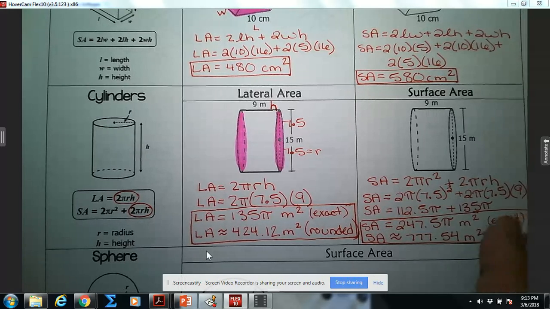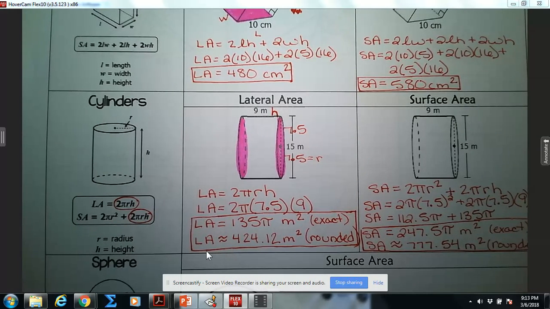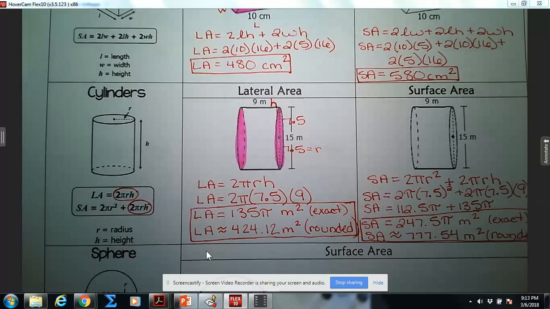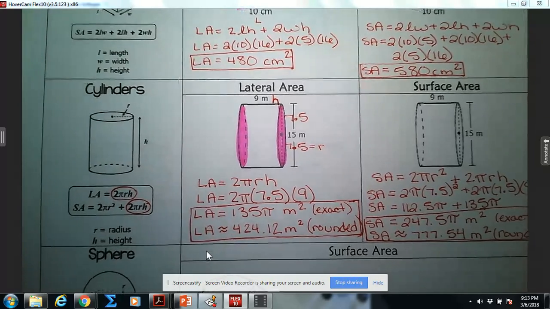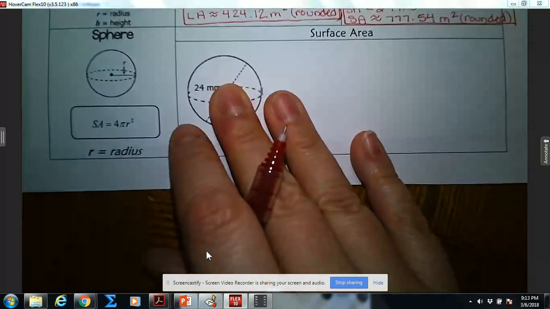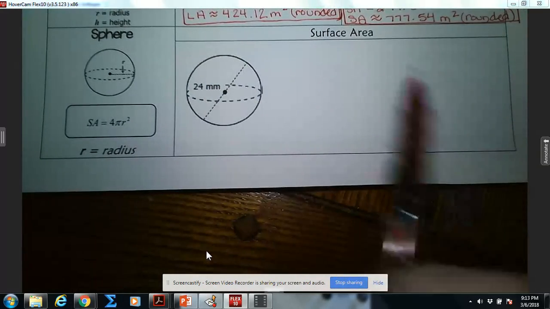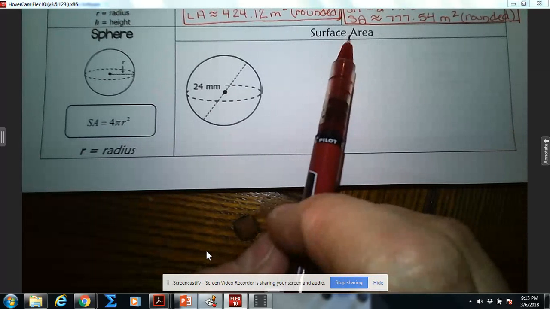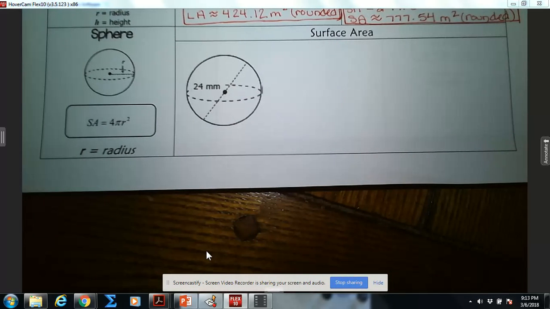Okay, so we've looked at prisms and we've looked at cylinders. Our next shape I want to look at is called a sphere. This one down here. Okay, and you'll notice here in my sphere notes, it looks like I'm missing something. It looks like I'm missing lateral area. Well, let's think about that. Go back to your definitions if you need to.